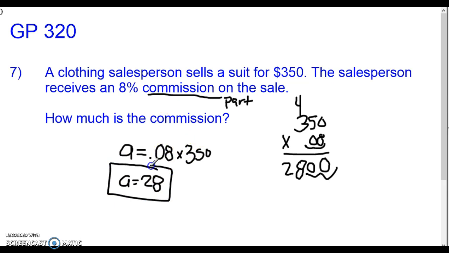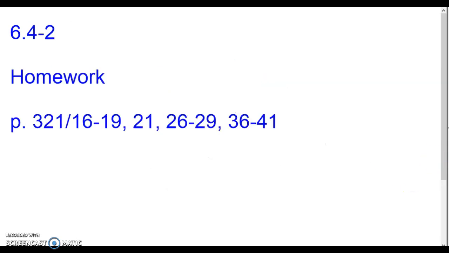If you check to make sure that makes sense, yeah, it was about 10% of 350. Okay, so this is your homework for tonight. Go ahead and pause and write this down and get started on it.